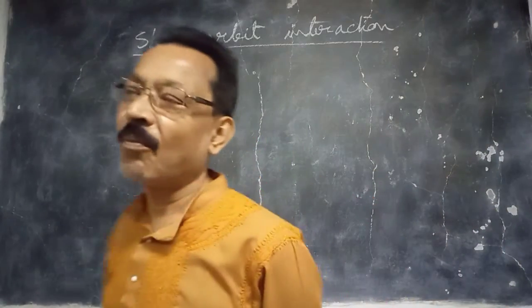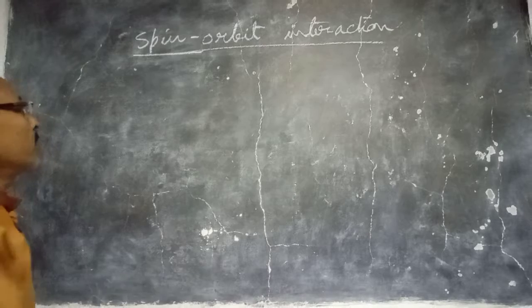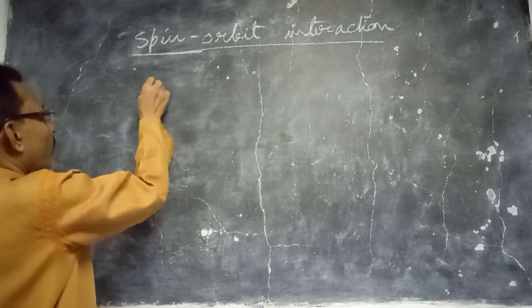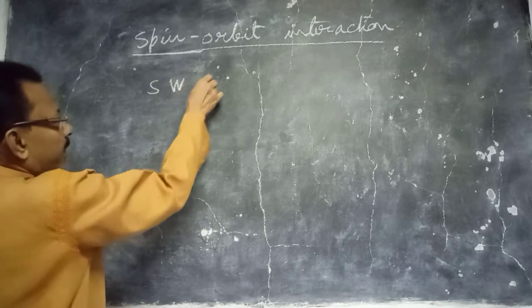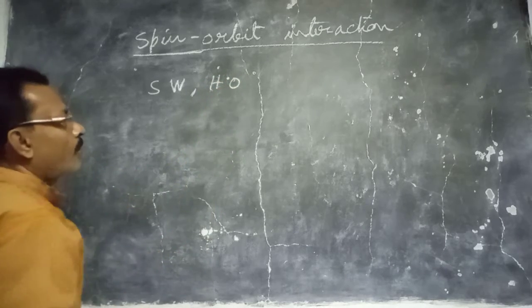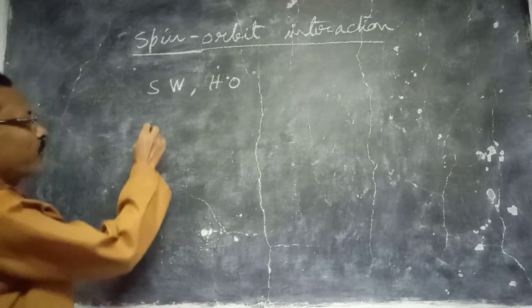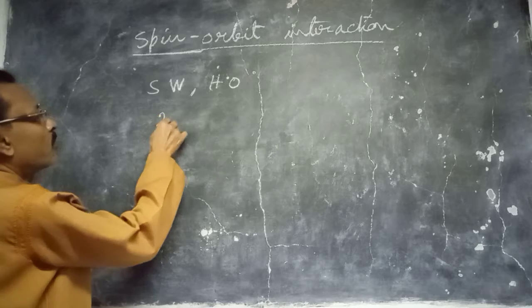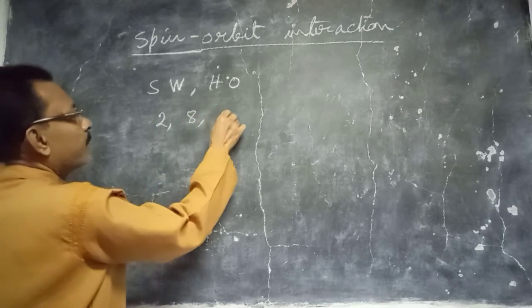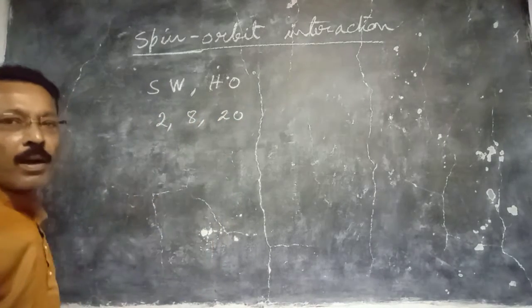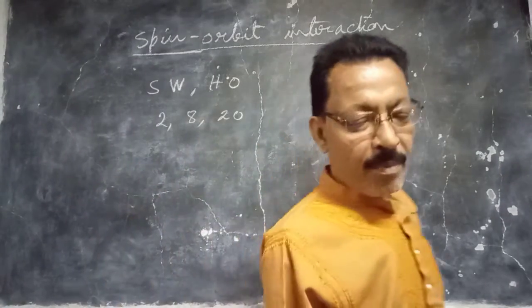Now with the square well and the harmonic oscillator potential, it is observed that the first three magic numbers 2, 8 and 20 are reproduced, but the rest are not.